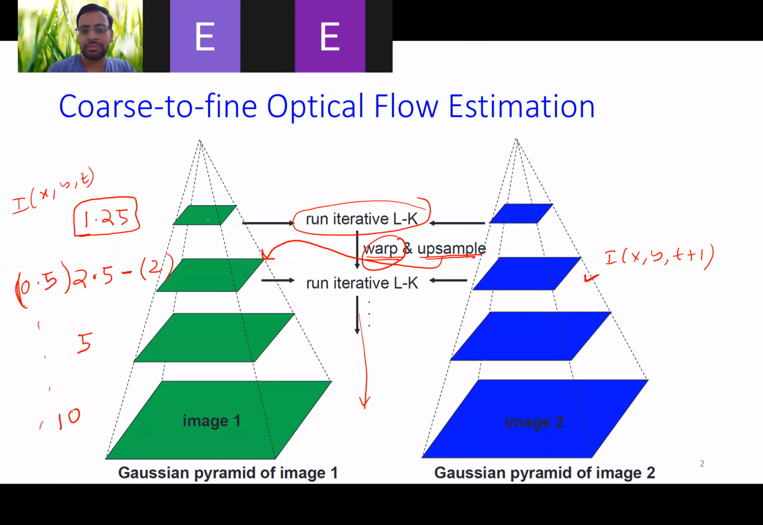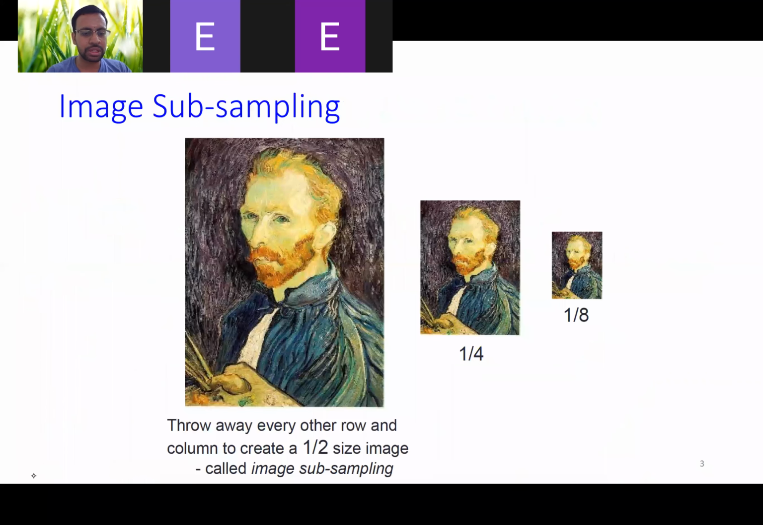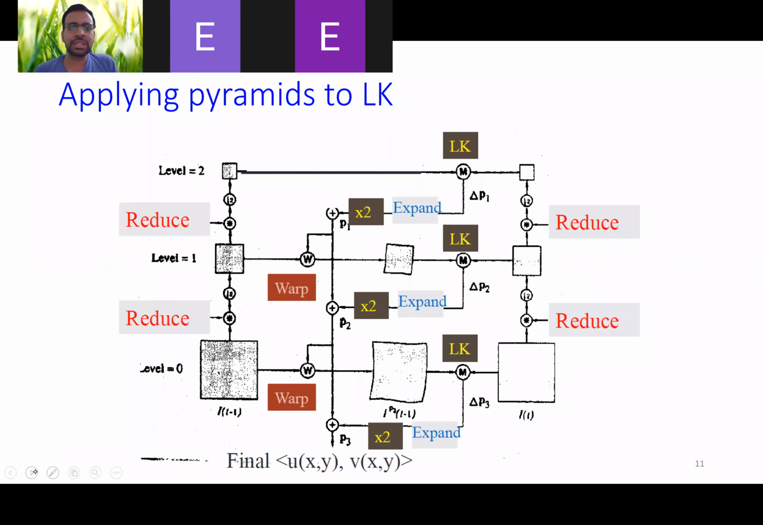That means once you get a result here, you need to warp it and bring it to the same scale as this. So that is when you need to upsample here. And again, this should be more clear. We haven't so far explained the steps in detail, so this diagram, which we are now going to see, should clarify your doubt. This is your hierarchical Lucas-Kanade, or the whole algorithm.